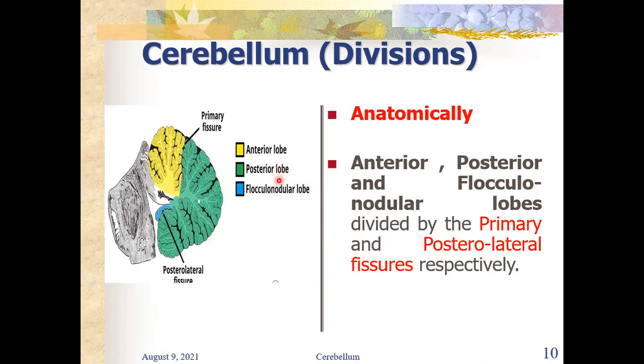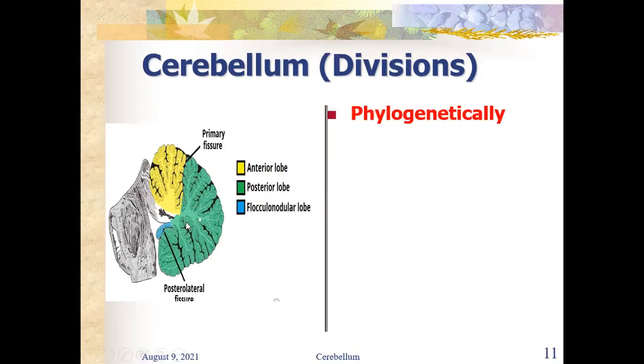These lobes are divided primarily by fissures. So you can see the mid-sagittal section of the cerebellum here on the left side of your screen. You can see the primary fissure dividing the anterior lobe from the posterior lobe. And you can see the posterolateral fissure dividing the flocculonodular lobe from the posterior lobe.